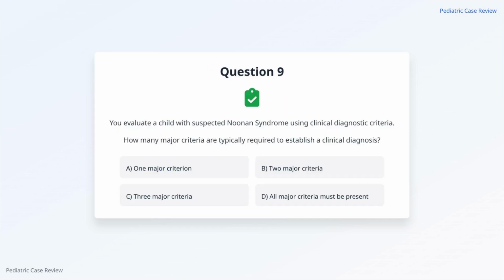Question 9. You evaluate a child with suspected Noonan syndrome using clinical diagnostic criteria.